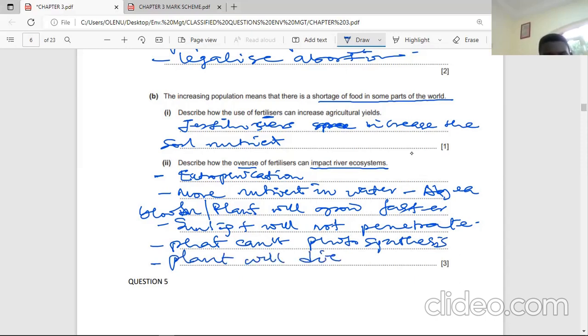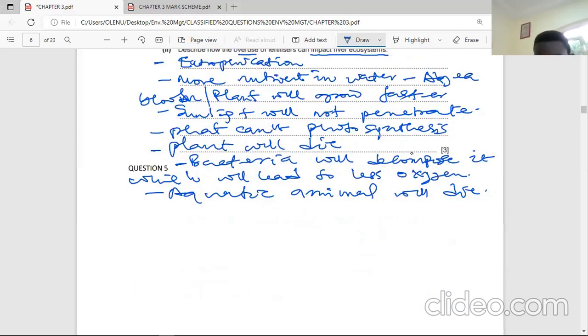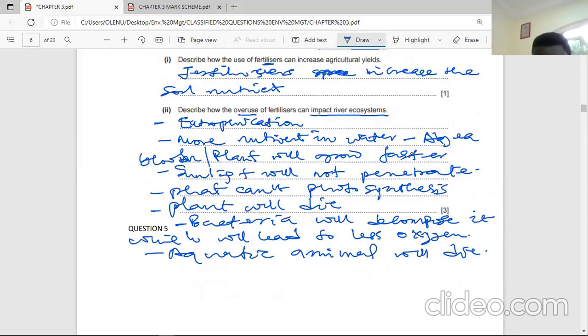And once plants die, bacteria will decompose them, which will lead to less oxygen in the water. And if there is less oxygen, aquatic organisms will also die. Aquatic animals will die. That's it. Please, is this clear? Yes.